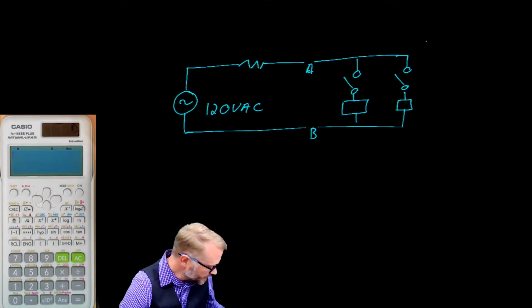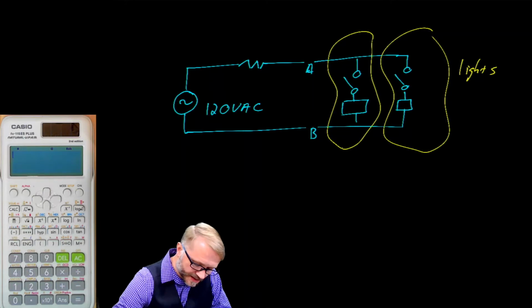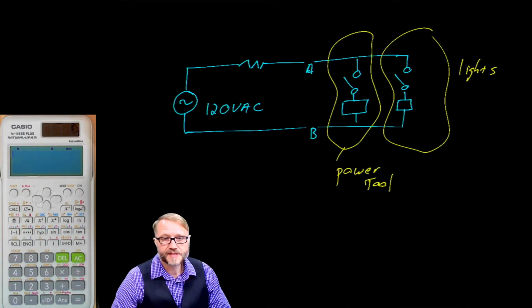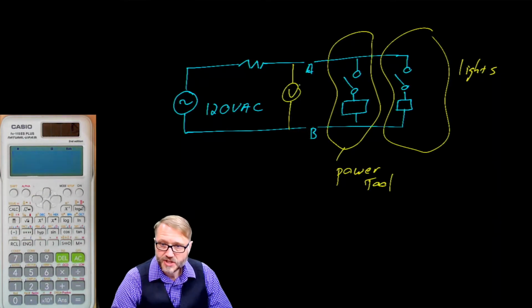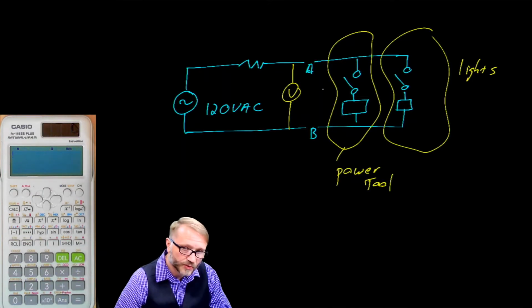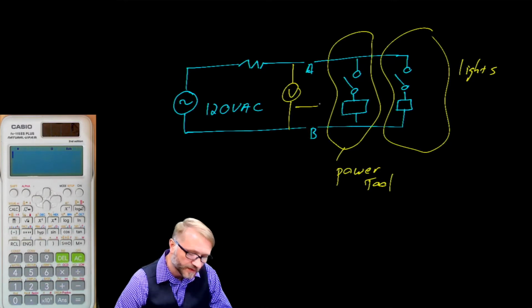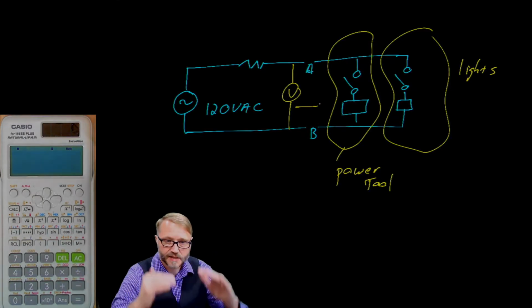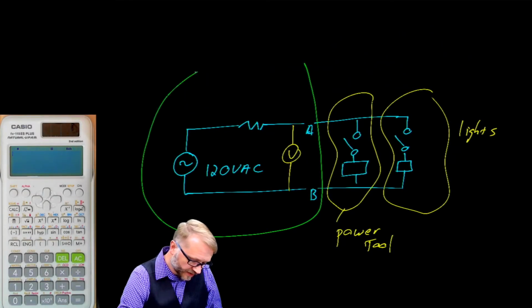So if this load represents your lights, and this load represents the power tool, we can see that the voltage as measured on points A and B will change depending on which loads are turned on. If the lights are turned on, there will be about 120 volts on the lights. But as you turn on the power tool, which consumes considerably more power, we can expect the voltage to drop. And you'll see that as the lights dimming. We call this piece the Thevenin equivalent circuit.